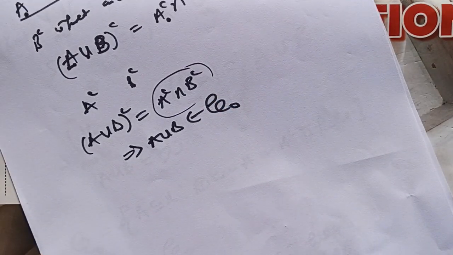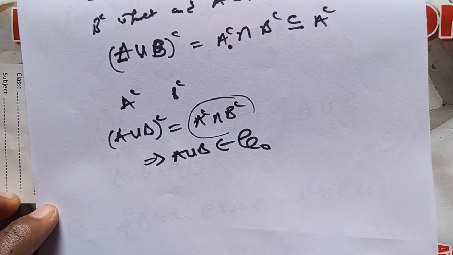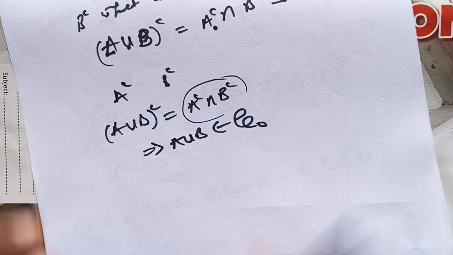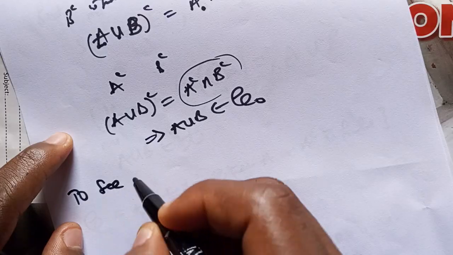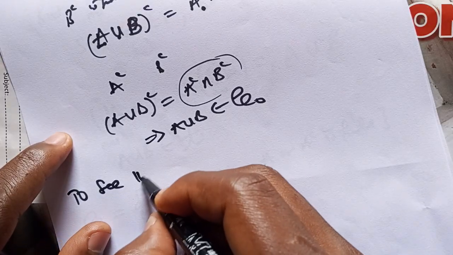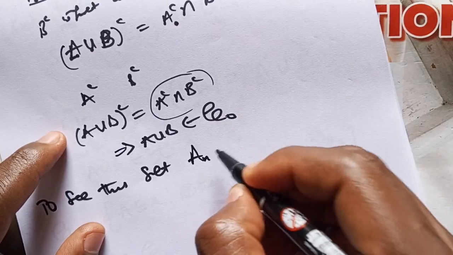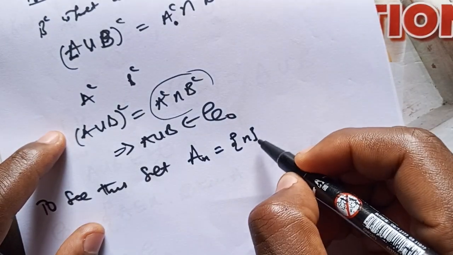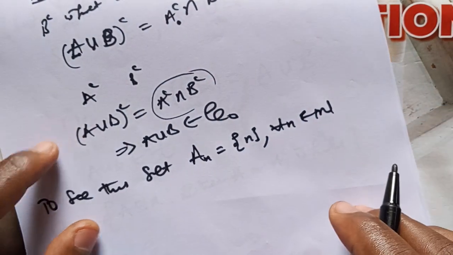A sigma algebra. Now, to show that something is not true, it is sufficient to pick a counterexample and show that it is not what? True. So to see this, set A_n equal to the singleton {n}, for every n in the set of natural numbers.